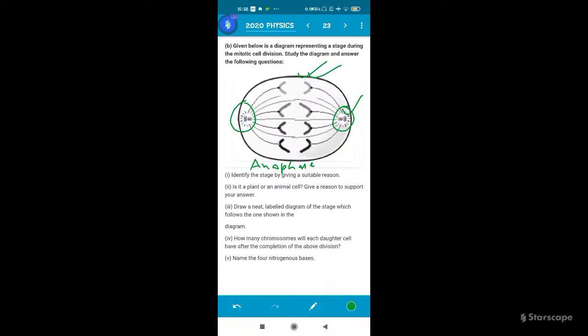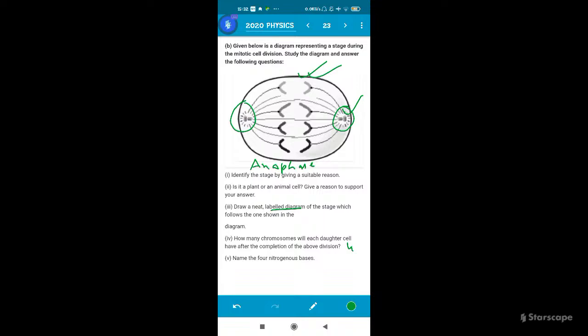The chromosome number remains same. So how many chromosomes will be present in the daughter cells? 4 chromosomes. Okay, so even when you are making the diagram like I am going to make in the next page, make sure that you are maintaining the chromosome number. Don't make 5 chromosomes instead of 4. You will get 0 for that.